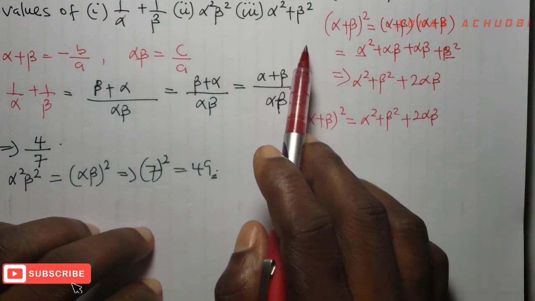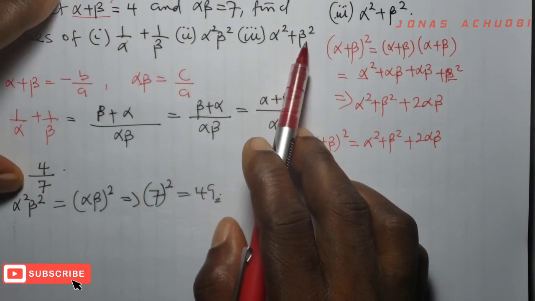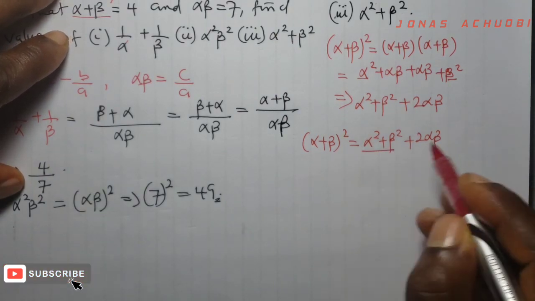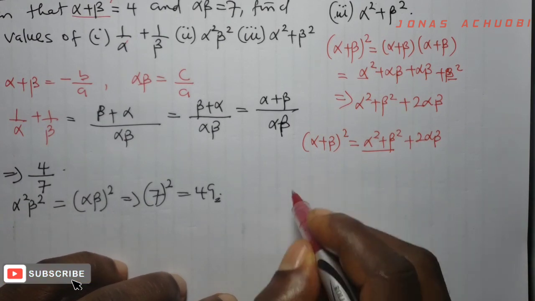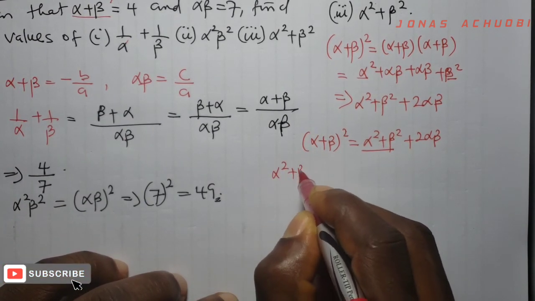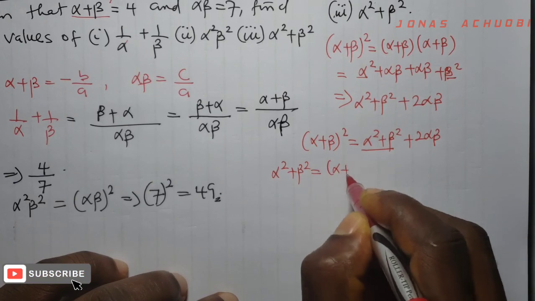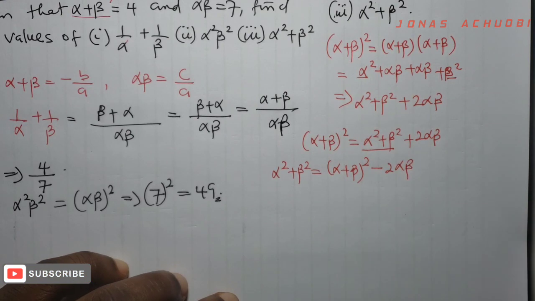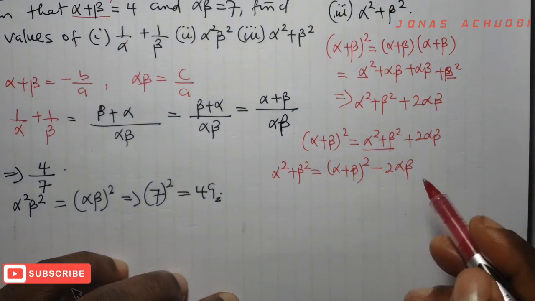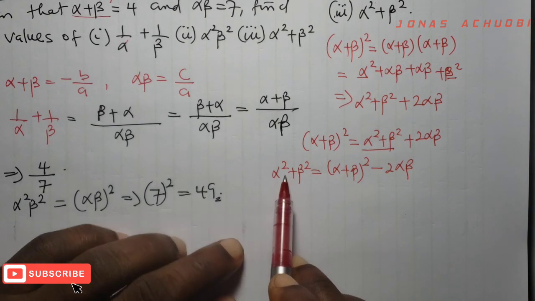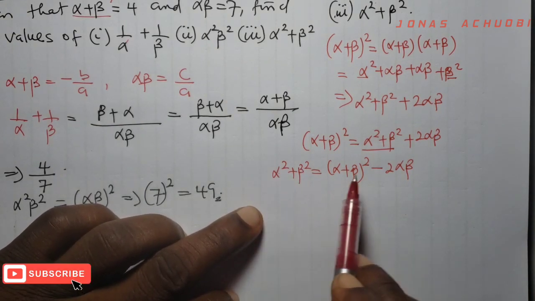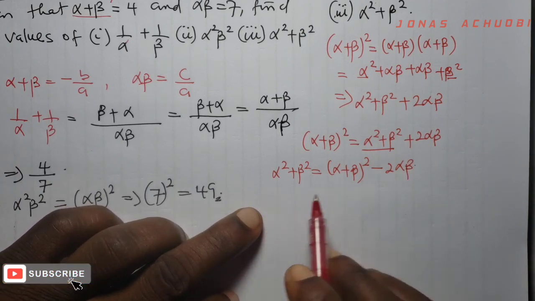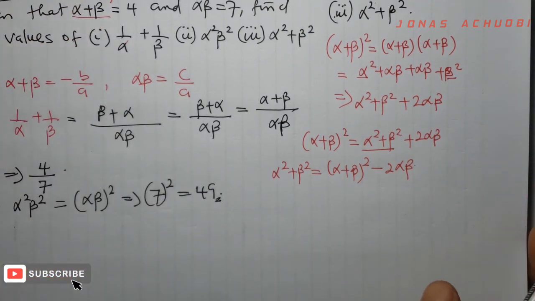But what we are asked to look for was alpha squared plus beta squared. So we can make alpha squared plus beta squared the subject of this equation. That means alpha squared plus beta squared is equal to alpha plus beta all squared minus 2 alpha beta. What do we observe here? We observe clearly that we have been able to express alpha squared plus beta squared in terms of alpha plus beta and alpha beta. All we now need to do is to substitute the values given in the problem.